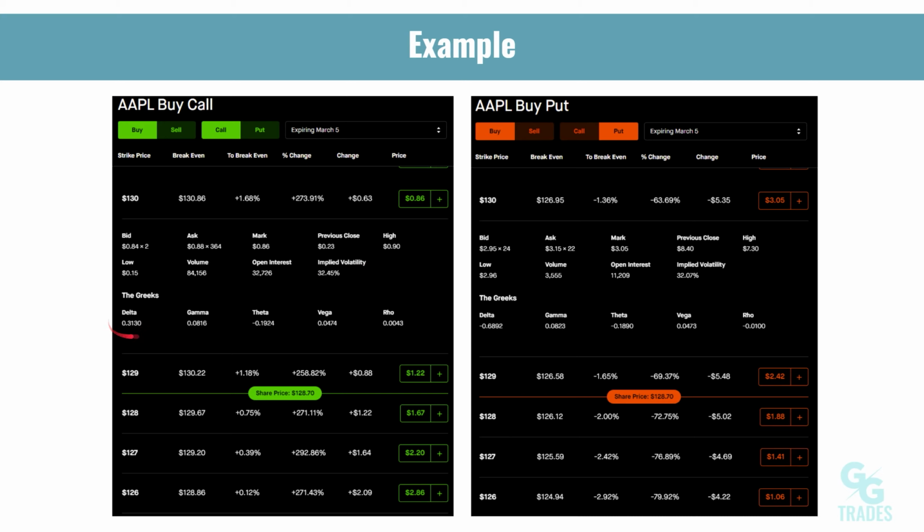And that's really what you want to read for delta. One thing you should remember as well is that calls are positive on the delta, and puts are actually negative on the delta. So here, this is actually $68 if this were to go down $1 for Apple.